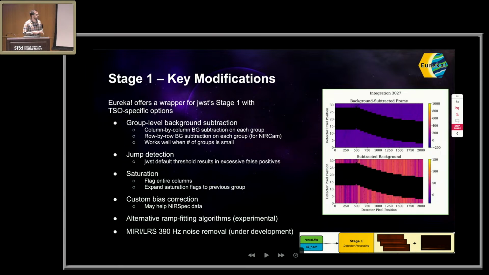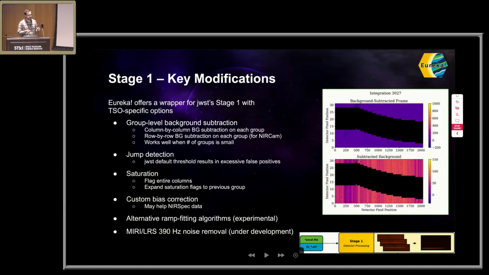And typically, this group level background subtraction works well when the number of groups is fairly small. We expose the jump threshold from the JWST pipeline because we were experiencing very excessive false positives and needed to significantly elevate the jump detection threshold to avoid throwing out a great deal of our data. Related to that, Tom Green and I are working with some people at NASA Ames to develop a machine learning, deep learning technique to automatically detect jumps with better false positives and better true positives.